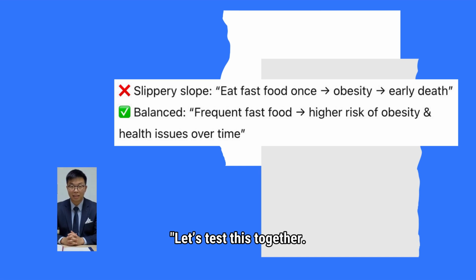Let's test this together. Imagine you're writing about fast food. A slippery slope version might be, "If people eat fast food once a week, they will definitely become obese and die young." But a balanced version would be, "Frequent consumption of fast food, which is often high in fat and sugar, can increase the risk of obesity and health problems over time." See how the second version is logical, evidence-based, and far more convincing?